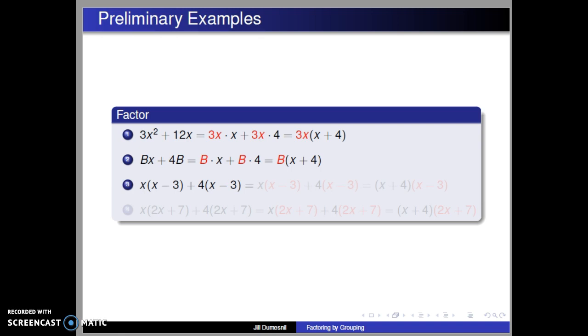To factor x times (x minus 3) plus 4 times (x minus 3), it won't help to start distributing. We want to write this expression as a product. Note the common factor of x minus 3 in both terms. We can factor out x minus 3, and the remaining factor is again x plus 4.